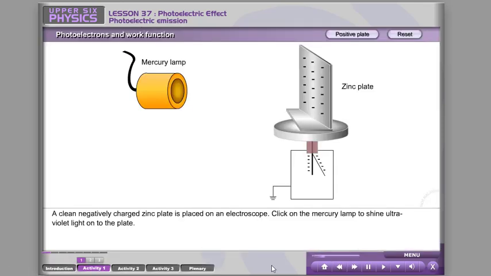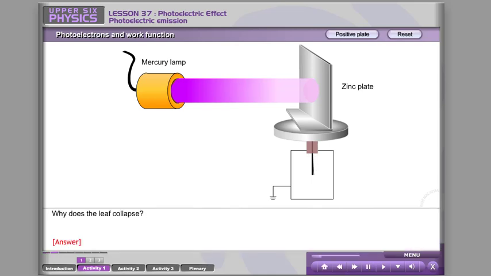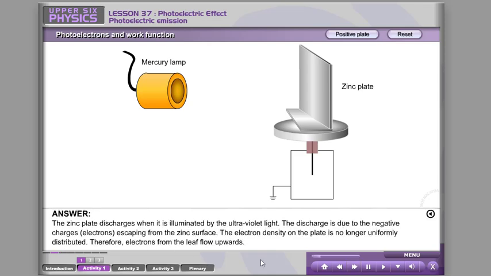A clean, negatively charged zinc plate is placed on an electroscope. Click on the mercury lamp to shine ultraviolet light onto the plate. Why does the leaf collapse? Answer: the zinc plate discharges when it is illuminated by the ultraviolet light.